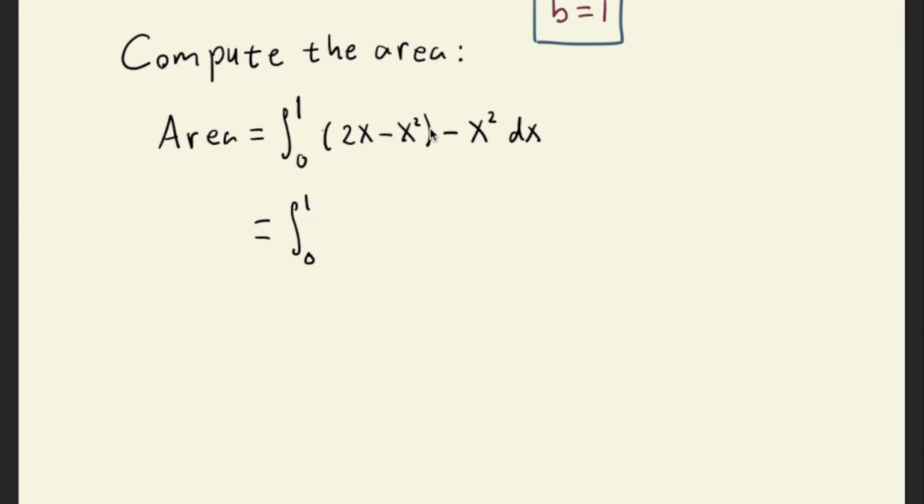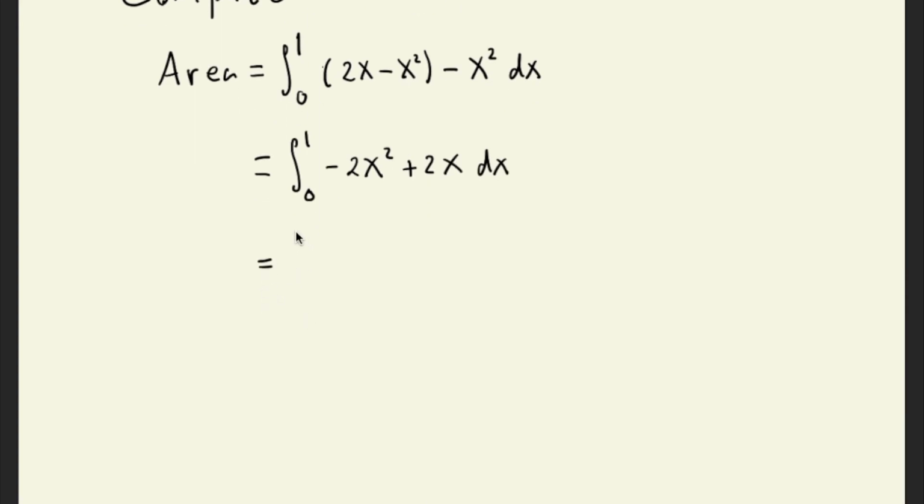Integrate from 0 to 1. Negative x squared with negative x squared turns into a negative 2x squared. And that's a plus 2x dx. We use the fundamental theorem of calculus. Just compute the antiderivatives here. It's going to be negative 2. This you add, power rule for the antiderivative. You add 1 to the exponent and then divide by 3.